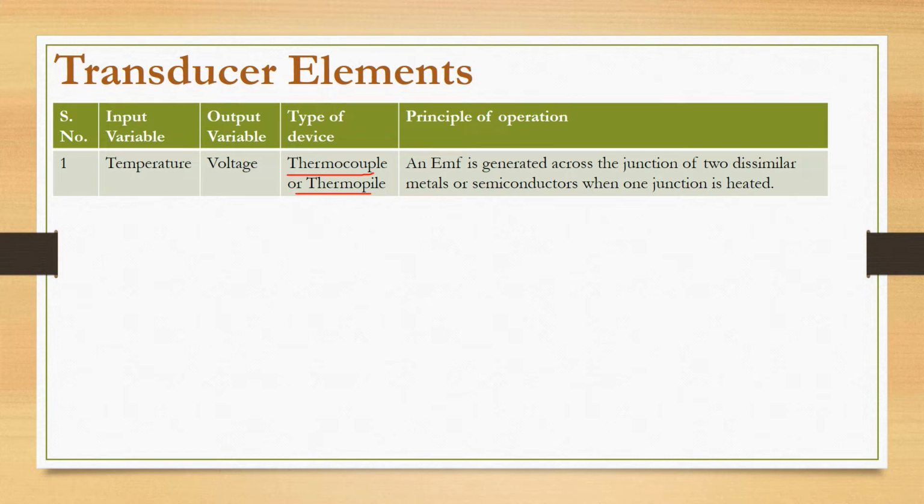So in this transducer element, the input variable is the temperature, while the output variable is voltage. So it senses the temperature and converts it into voltage. So this is the principle of operation. An EMF is generated across the junctions of two dissimilar metals or semiconductors when one junction is heated. So one junction is kept at a particular temperature and another junction is heated, then an EMF is generated.